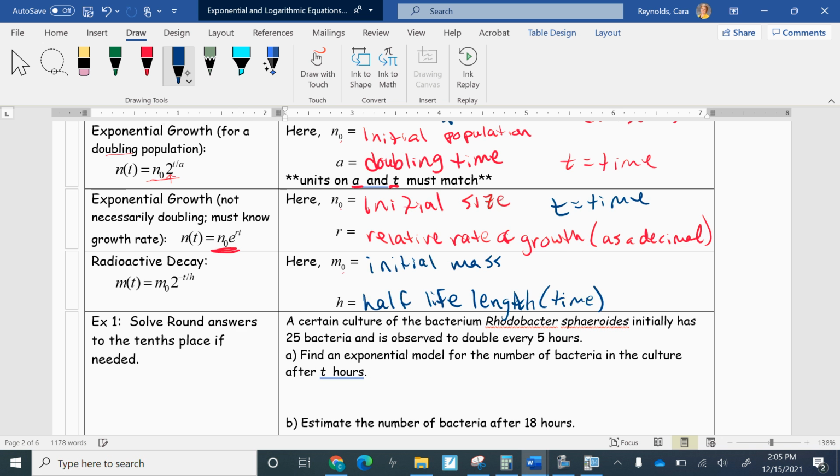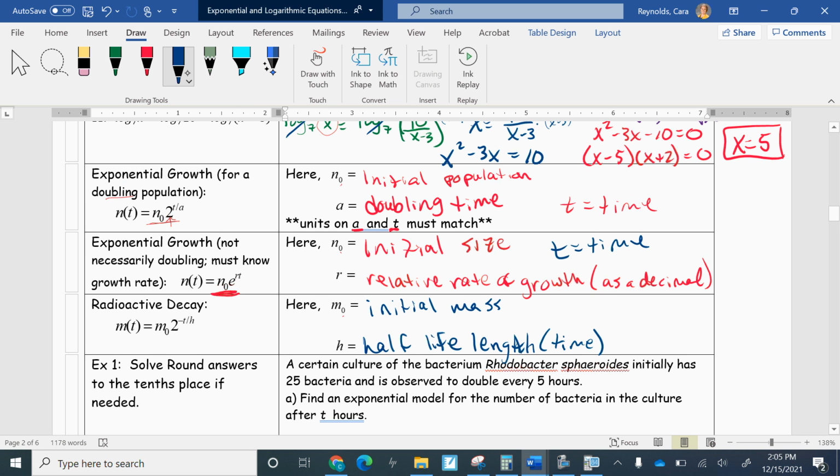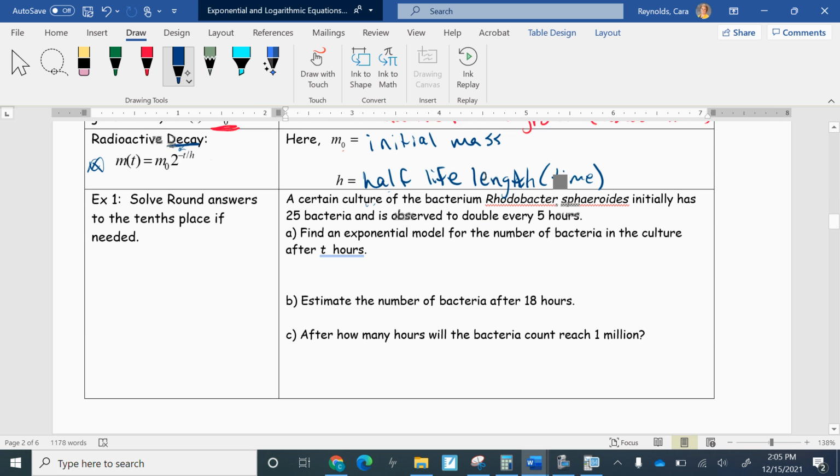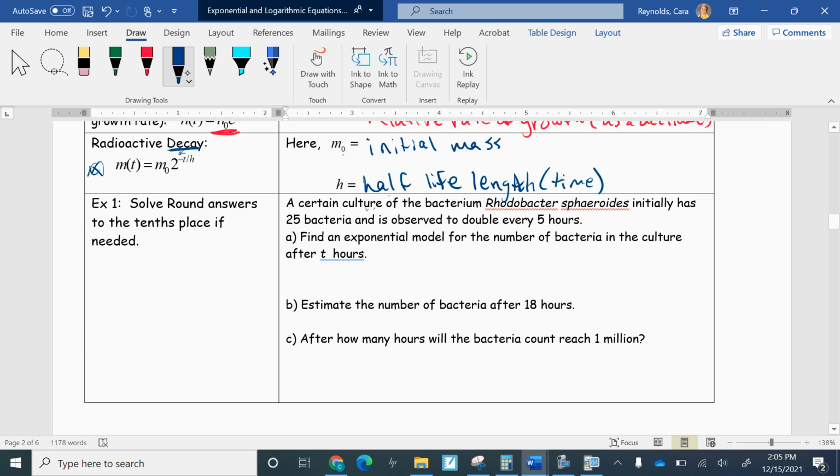So you can see this equation, the only difference here between this one and this one is that your t is negative because we're decaying, we're getting smaller. A is the doubling time, H is the half-life time, like you're either doubling or you're cutting in half. That shows decay or growth. And so the formulas are pretty much the same. So diving into a couple examples here for you.